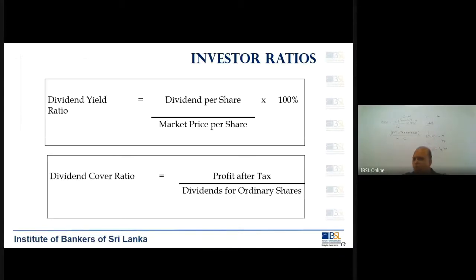Then you will also have ratios which are called dividend yield and dividend cover. These are all interpretations of your previously calculated ratios. So dividend yield is dividend per share divided by market price per share. Dividend cover ratio is profit after tax divided by dividends for ordinary shares.